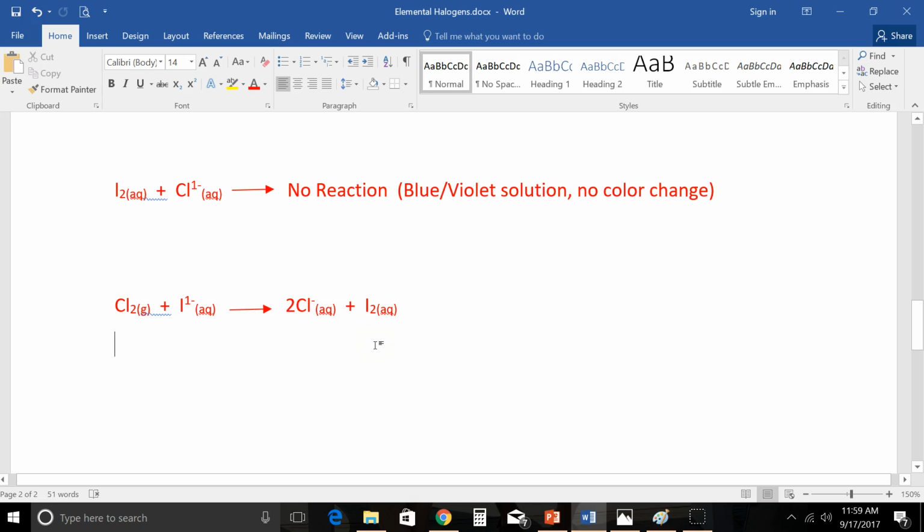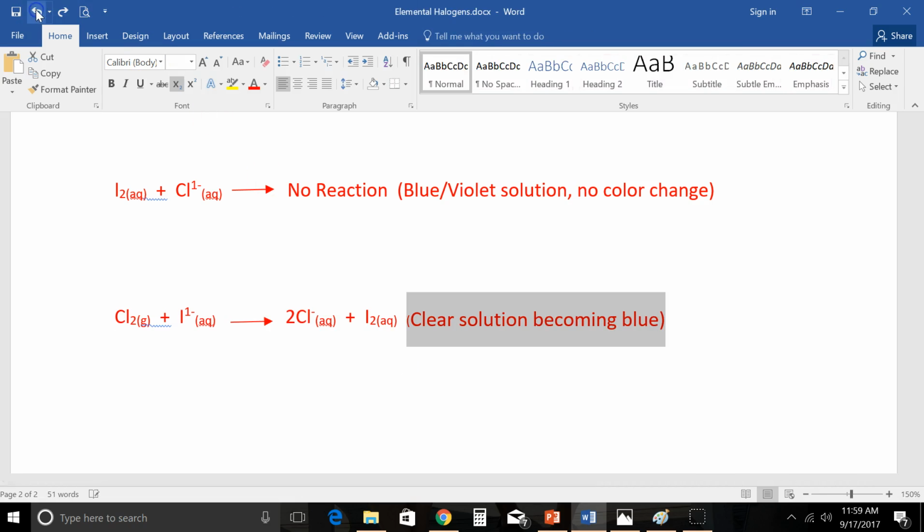We would actually expect to see a reaction because elemental chlorine is more reactive than iodine. And so chlorine will become chloride ions, and we will see aqueous iodine being produced. Now that we see that it is diatomic, the color change we would expect to see is a clear solution becoming blue as the iodine is produced.